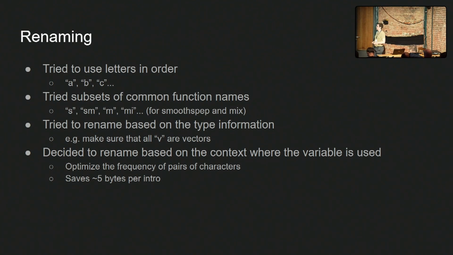And the solution was to just look at the context where the variable appears in the source code. We look at all the uses of one variable in the source code, and each time it appears, we look at what character is before, what character is after, and then try to optimize the frequency of some pairs of characters. Still not optimal, but it works better than what we have tried on average.